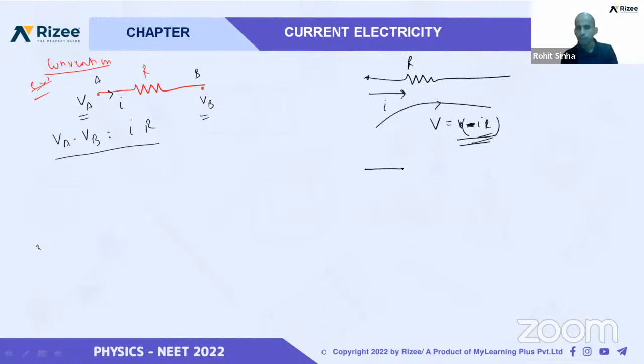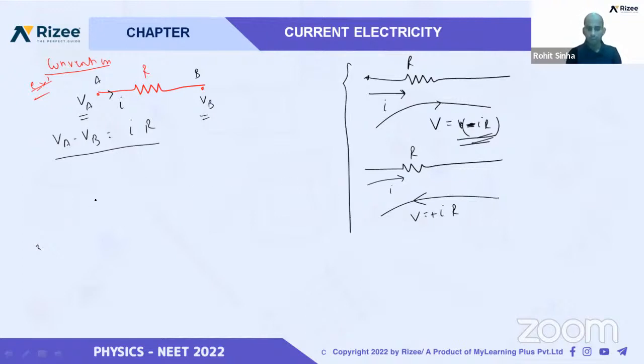Suppose R is here, current is flowing here, and we are moving in this direction. Then we will take the potential difference as I into R with a positive sign, because we are moving opposite to the direction of current. Now, one more convention I tell you. Suppose we have a voltage V. We are moving in this direction.